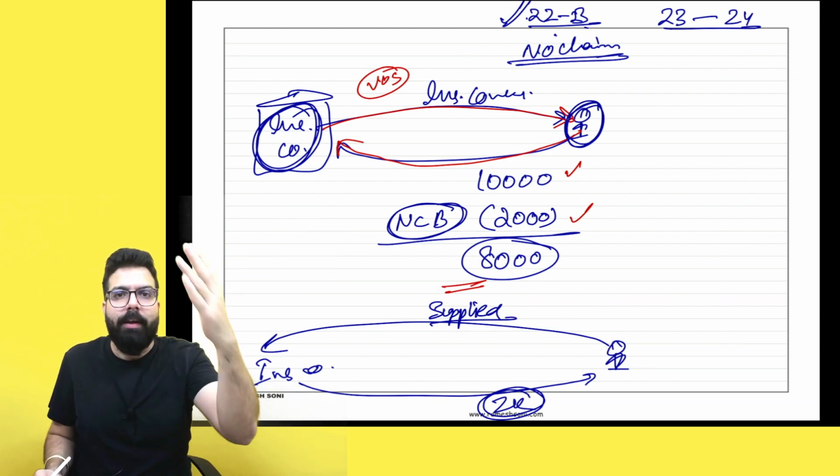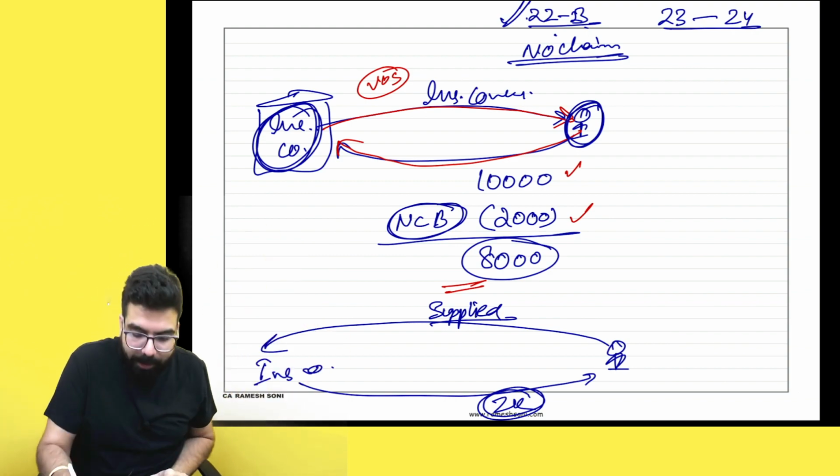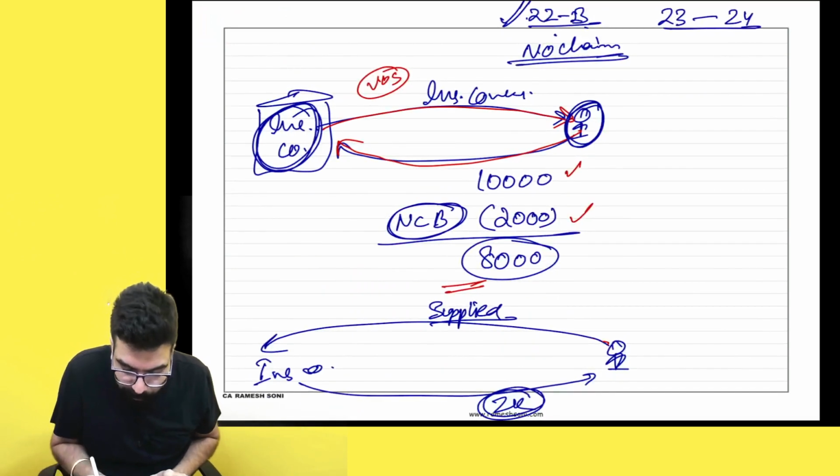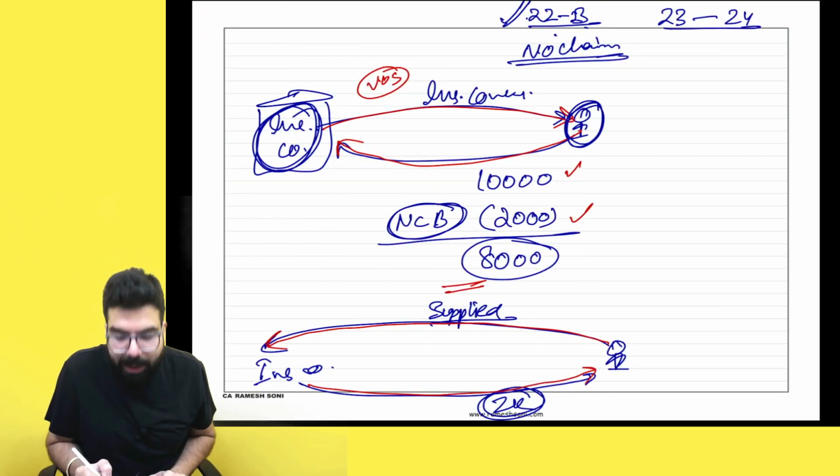Here CBIC came and told, hey officer, relax. There is no service provided by the insured to the insurance company for which the insurance company gave 2,000. No.